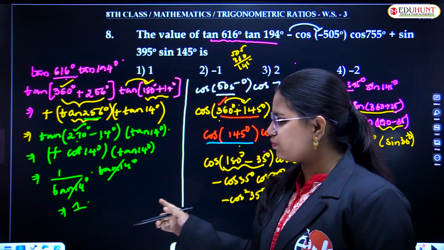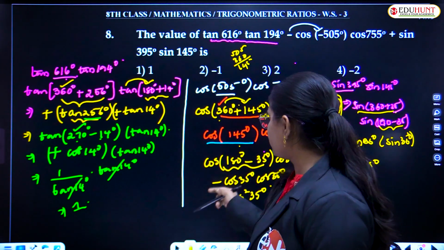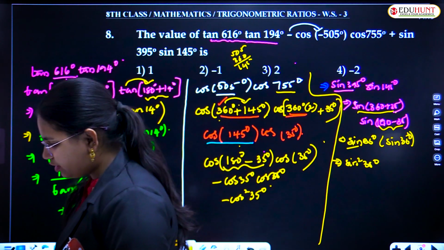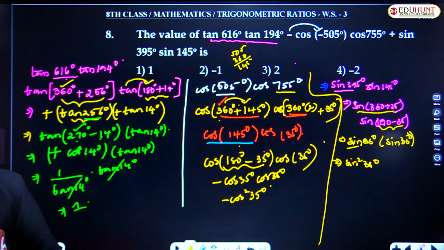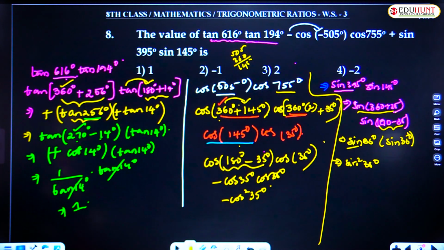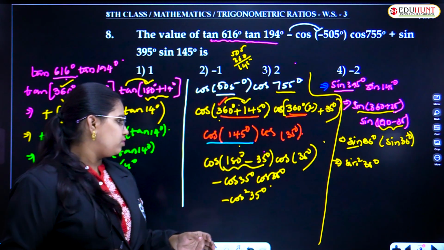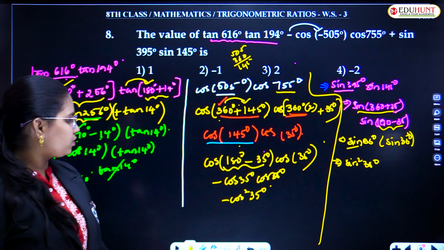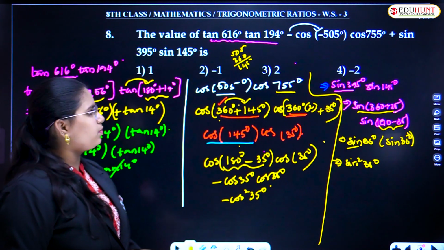So all this we have done. Is anything left over? Just have a glimpse of it once, so that I can substitute all the values. Can I get back to the next one? Yes. So this is my problem.